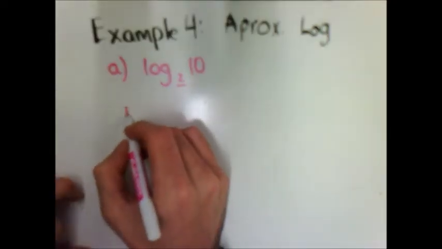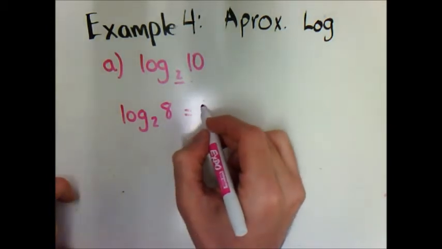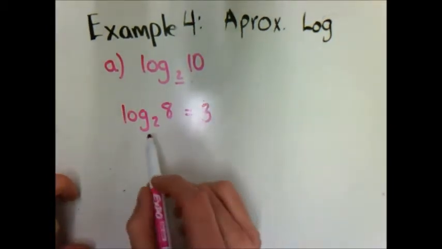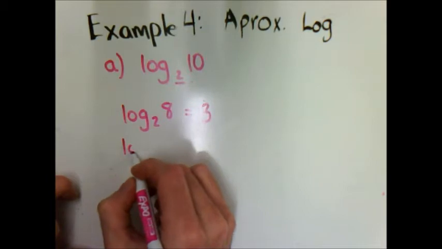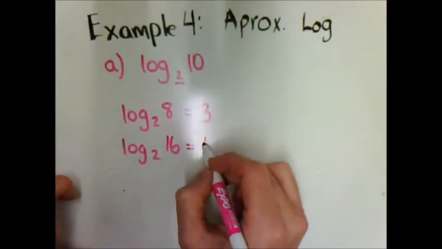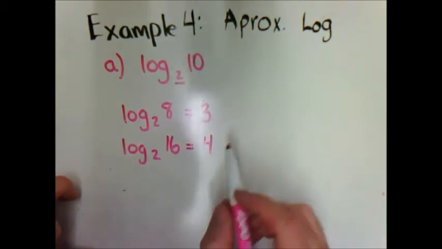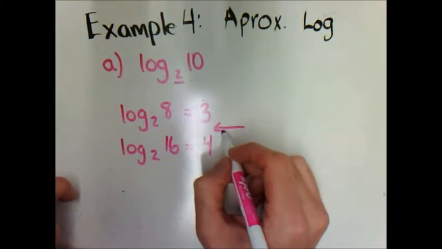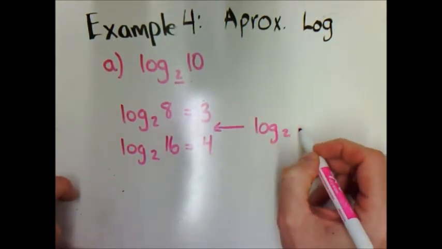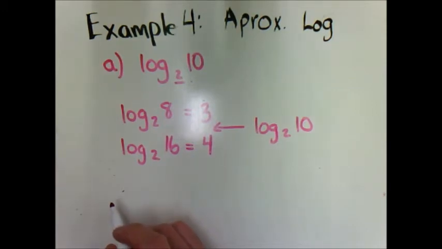Well, I know a couple of things. I know that the log of 8 to the base 2 is equal to 3, because 2 to the power of 3 equals 8. I know that the log of 16 to the base 2 is equal to 4, because 2 to the power of 4 equals 16. So the log of 10 to the base 2 lies somewhere in between 3 and 4.